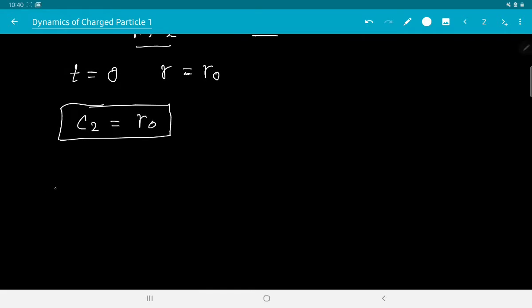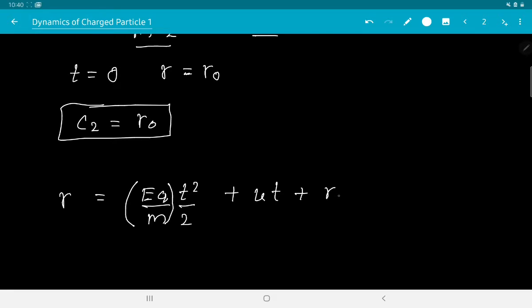Now we can write the equation for displacement as r is equal to eq by m into t square by 2. This is the acceleration, if you remember, plus ut plus c2, that means this is r0. Now we can express this in vector form also. All these are going to be vectors.